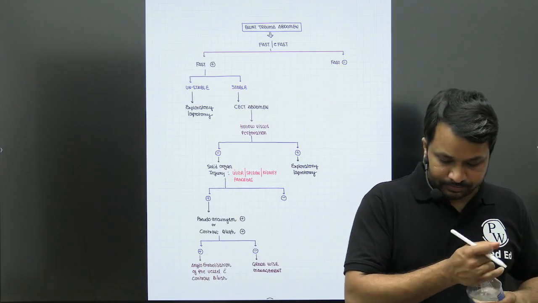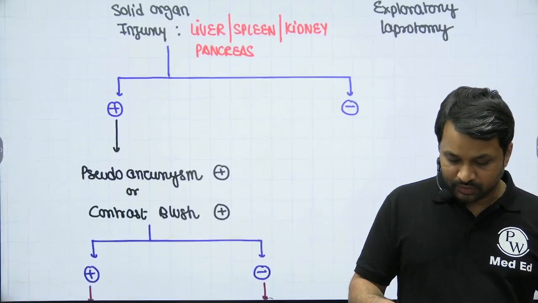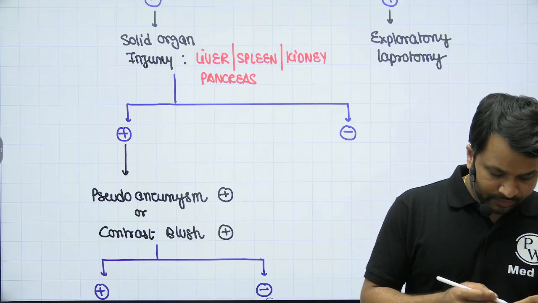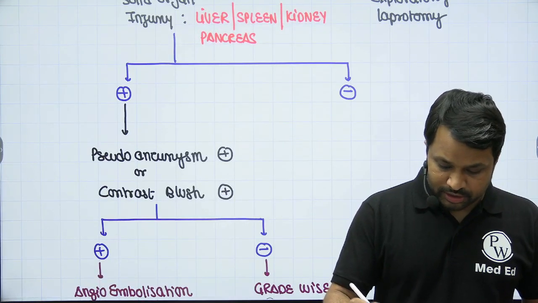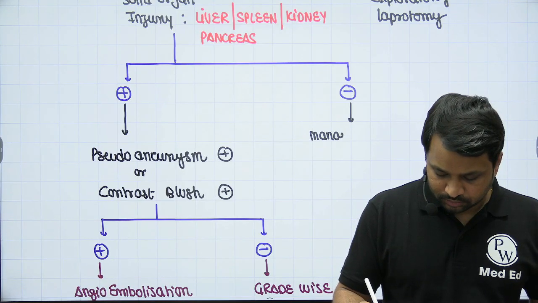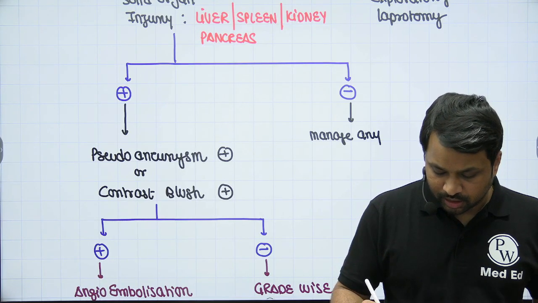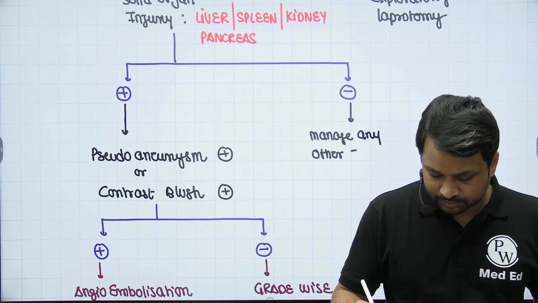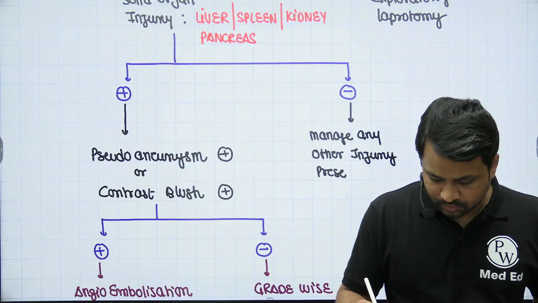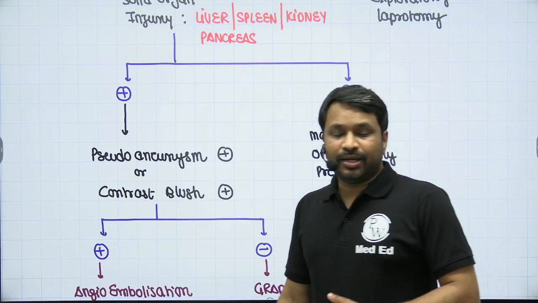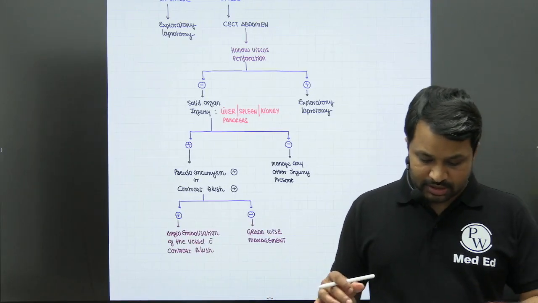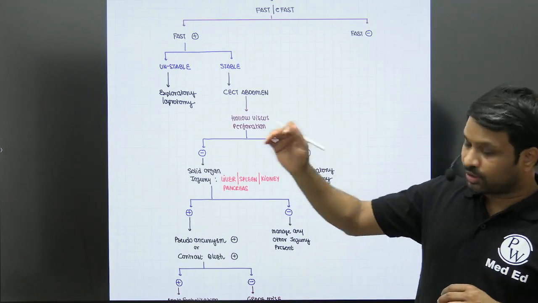Right? Now, come back here. If there is no evidence of any solid organ injury, then you have to manage other injuries. Manage any other injury present. Manage any other injury that is available. Okay. So this is how you look at FAST positive.